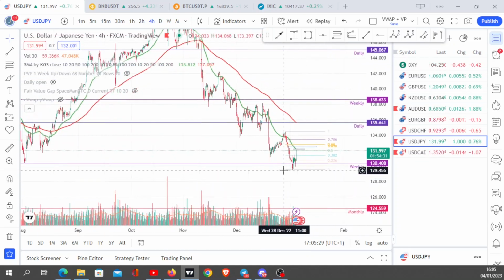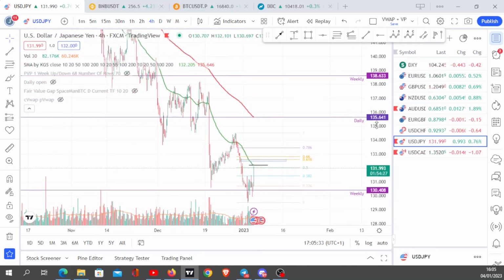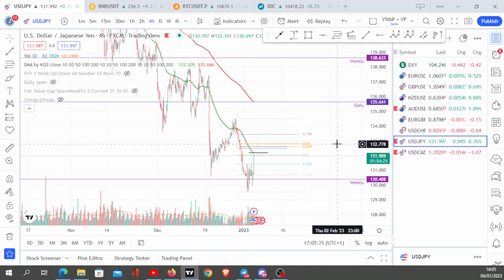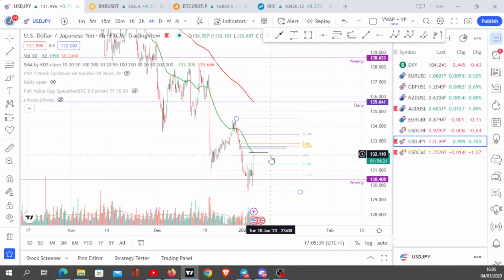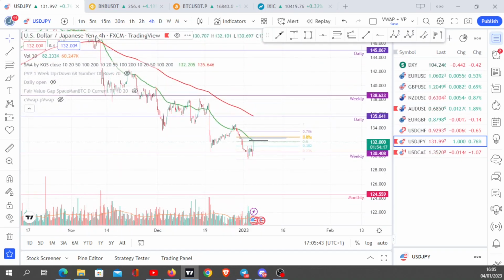We are now on a pullback since this last swing low, and I've been looking for a little bit of confluence, basically where I think price may turn around. Now, as you can see, dating back since October, November, the price has respected on the 4-hour time frame the 15 EMA quite well.